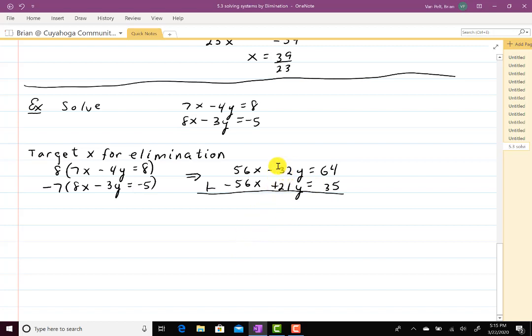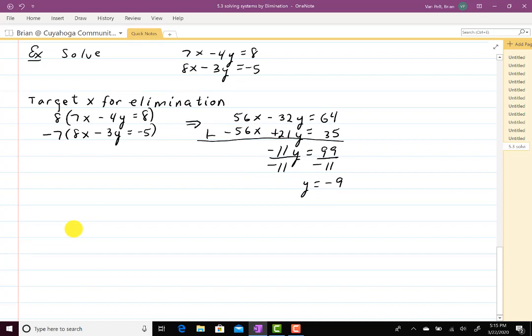So what do I get for my y's? I end up with negative 32. The x's, of course, cancel. I get negative 32 plus 21 is negative 11y, and that's equal to 99. I'll divide by negative 11, and it looks like I get y equals negative 9. Well, that worked out nice. Now I'll target the y.